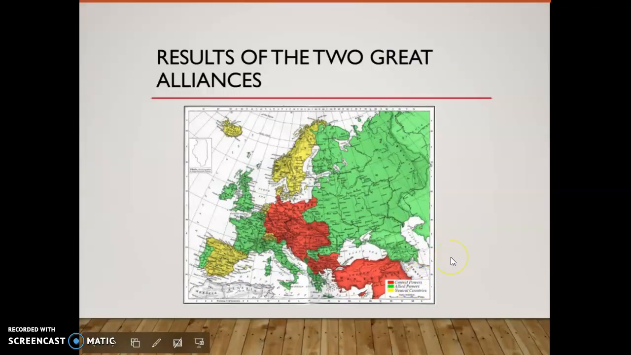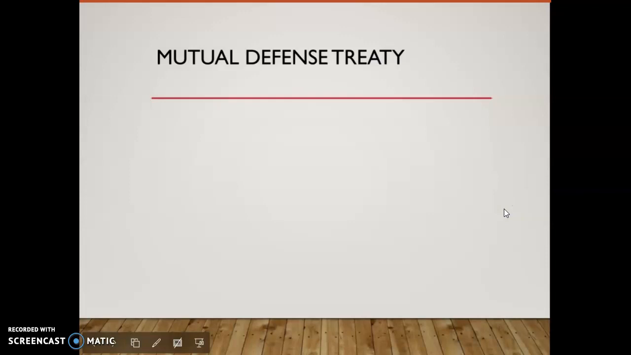So you've already seen a map similar to this, and this shows what the two power blocks look like. So you've got this massive power block in the center, but it is surrounded by this equally massive block on either side. Now, the alliances took three different forms.